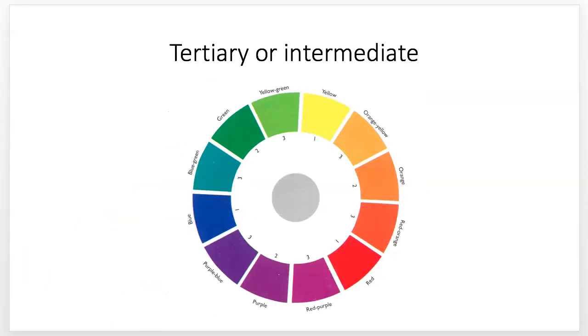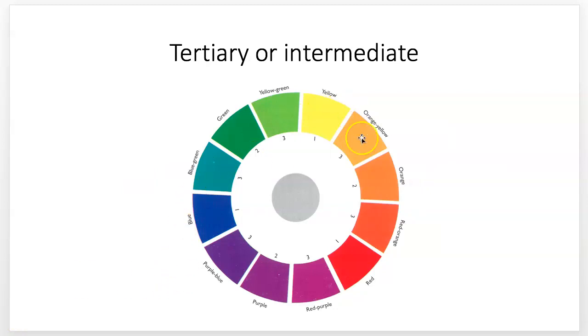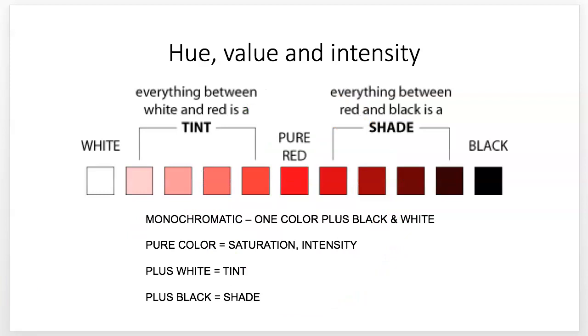You can see it on this wheel here. These are the tertiaries: yellow-green, yellow-orange, red-orange, red-purple, blue-purple, blue-green. This gives you an idea of that. This wheel could go to thousands and millions of colors, almost every little variation in between.